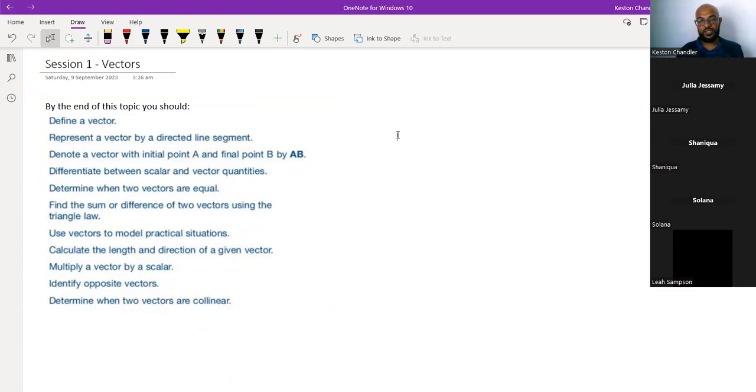Determine when two vectors are equal. Find the sum or difference of two vectors using a triangular law. We'd also look at something called the parallelogram law of vectors, which is really just two triangles smushed together. Use vectors to model practical situations, calculate the length and direction of a given vector, multiply vectors by a scalar, identify opposite vectors, and determine when two vectors are collinear, right?